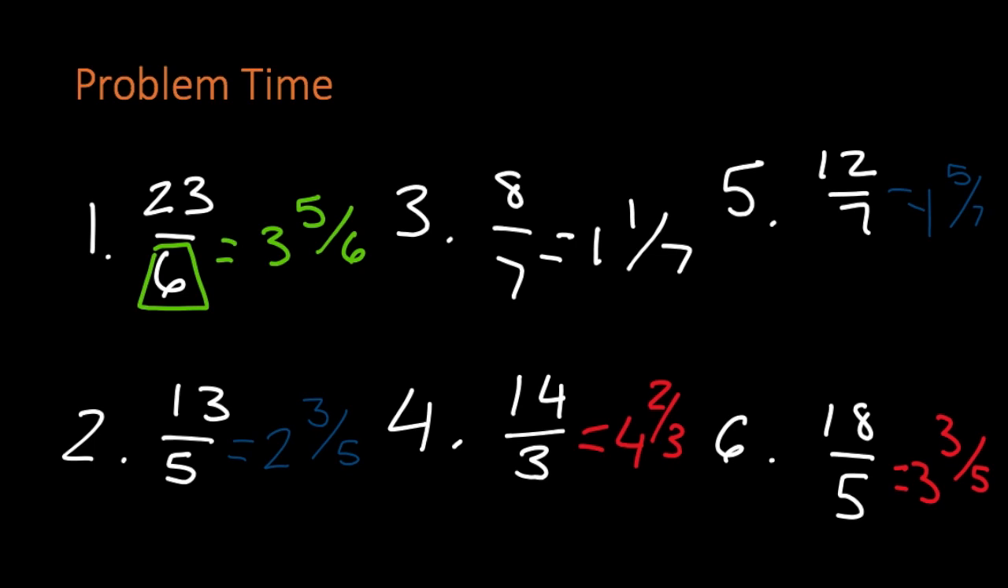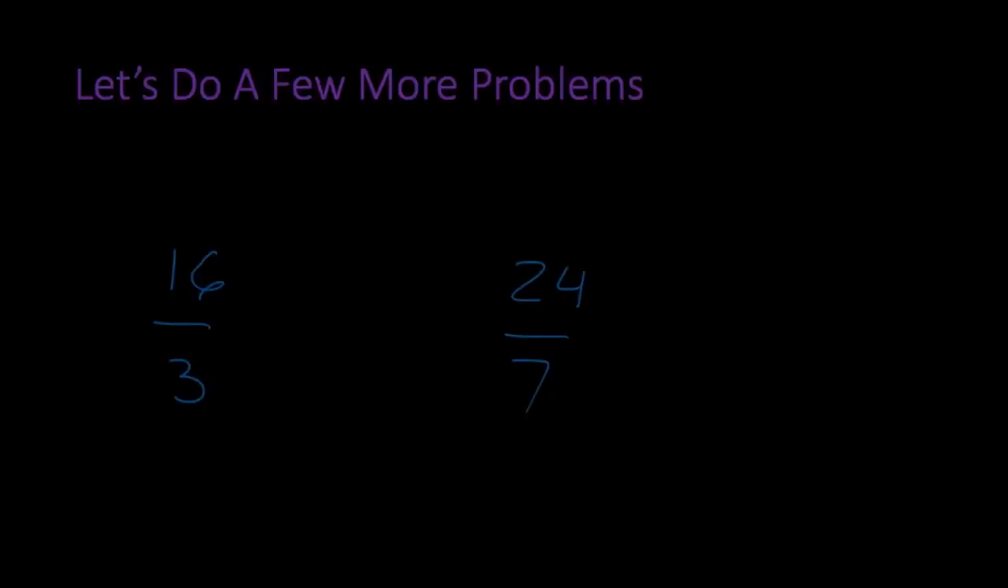And now, let's do a few more problems. Get a pen here. So 16/3. So 3 can go into 16. Let's see. 5 times 3 equals 15. That can get us closest. The remainder is 1, because 15 is 1 away from 16. And the denominator is the same. 5 1/3.